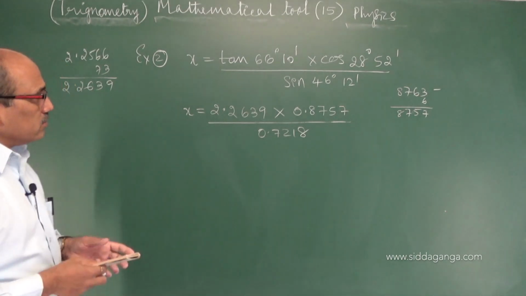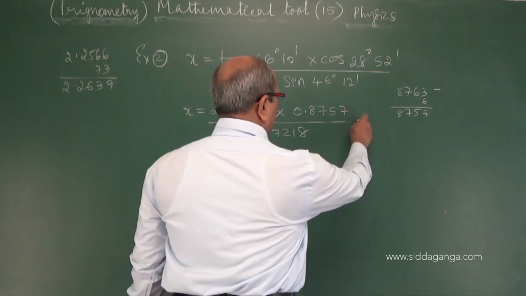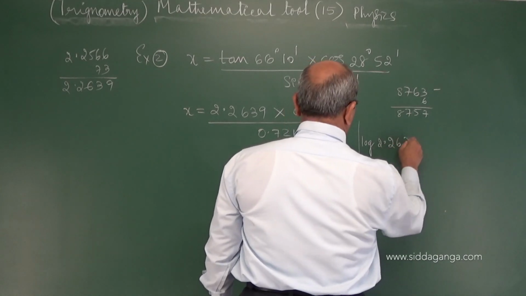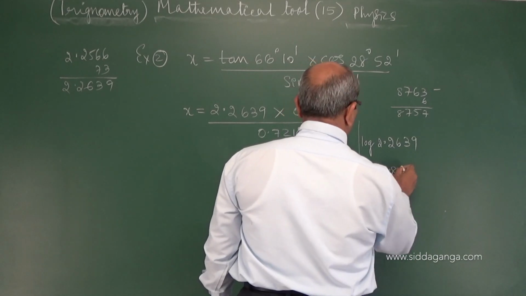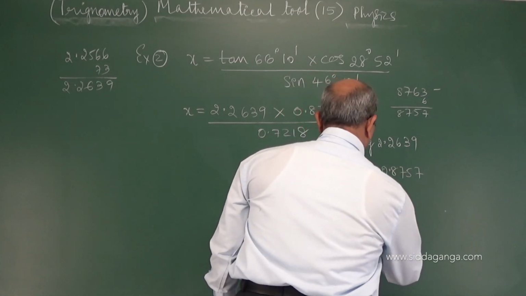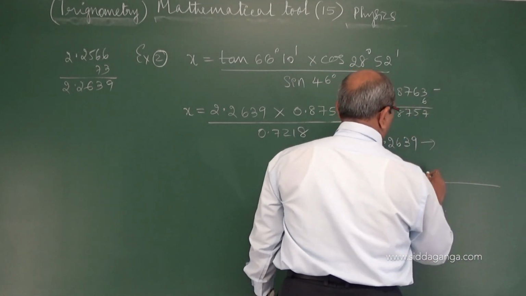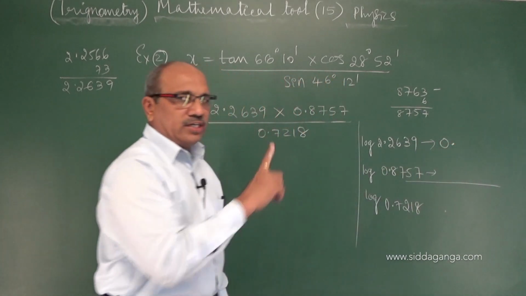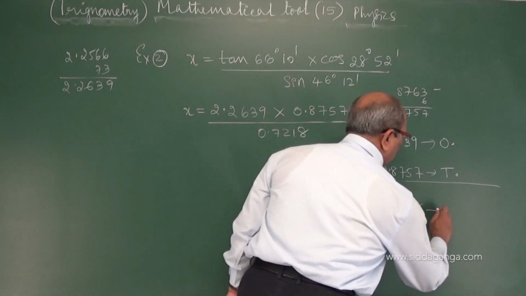So I have to solve this. Again we have to take the assistance of the log. Let's come to log of 2.2639, log of 0.8757, and log of 0.7218. So if you see this again, 2 point, one digit is there, which means the characteristic is 0 for one digit. Here 0 means it is bar 1. Here also 0 means it is bar 1.